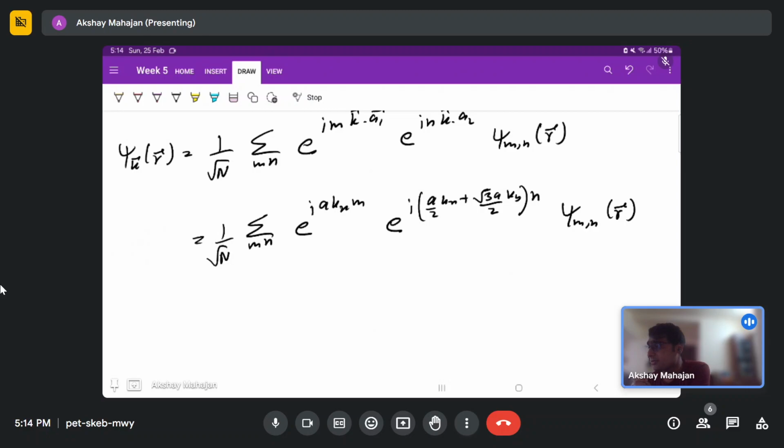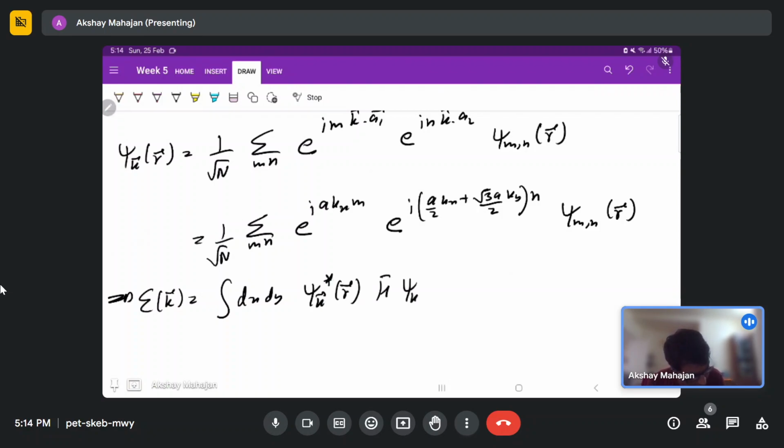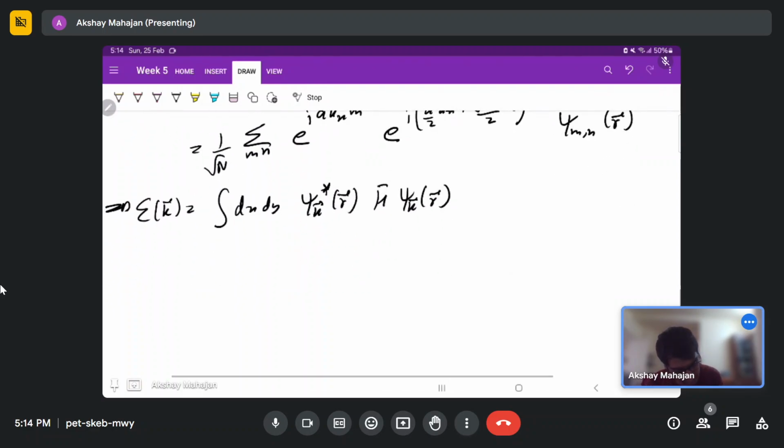Yes, okay, so now we will just do the same thing. Now we need to find the energy dispersion. So energy dispersion is a function of k vector, which is equal to the integration over dx dy of psi of k vector r vector star, h cap, psi of k vector r vector. Okay, again now just open it up.